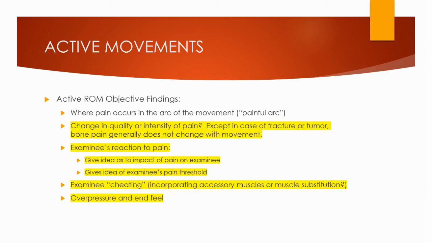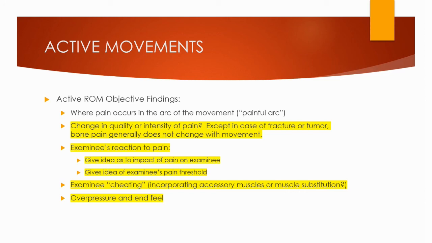You want to pay particular attention to any change in quality or intensity of the pain as the examinee goes through the range of motion. Except in cases of fracture or tumor, bone pain generally does not change with movement. So bone pain would be consistent throughout the entirety of the range of motion, whereas muscle pain, the contractile tissue pain, and the non-contractile tissue pain may have positions of pain throughout the range of motion and may have pain-free sections throughout the range of motion.